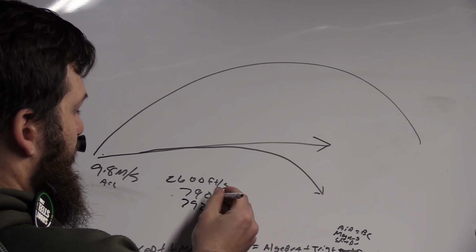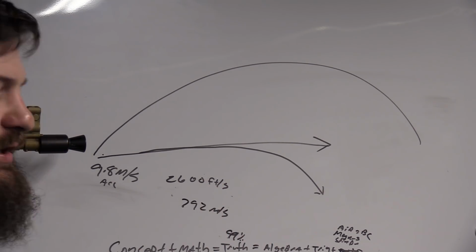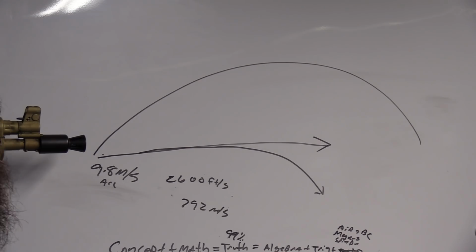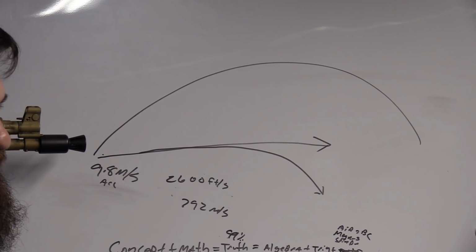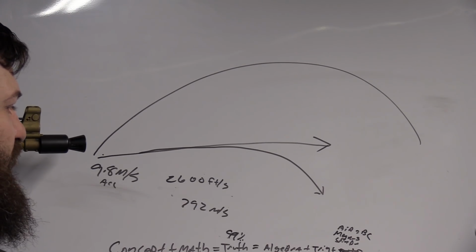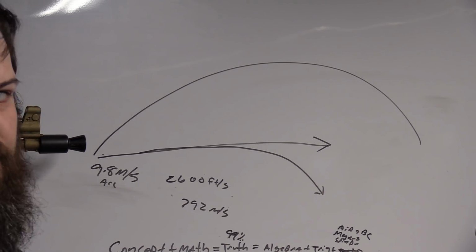Okay, so there you have it, 792 meters per second. That was pretty close. So this is, again, another approximation, but before we receive a full gravitational effect on the bullet, we've moved 2,600 feet per second. So before we've changed the negative velocity of the bullet towards the Earth by 9.8 meters per second, we have moved 792 meters.